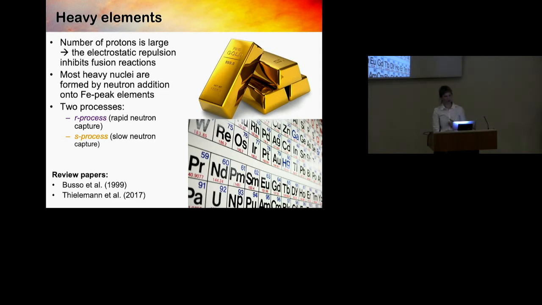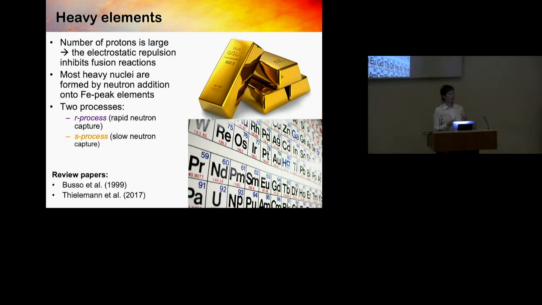They have too many protons in their nucleus, so that inhibits charged particle reactions. Instead, these are built through neutron addition onto iron peak elements. So you start with iron, you bombard it with neutrons under different conditions, and you end up building up heavier and heavier elements. I'll explain a bit more in a minute.